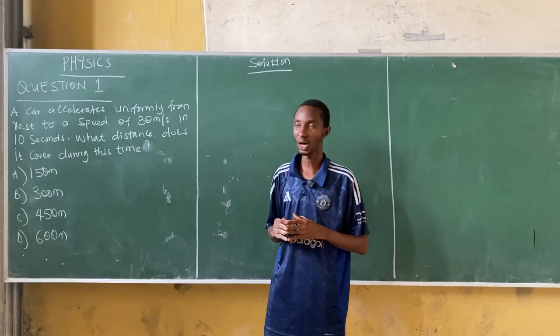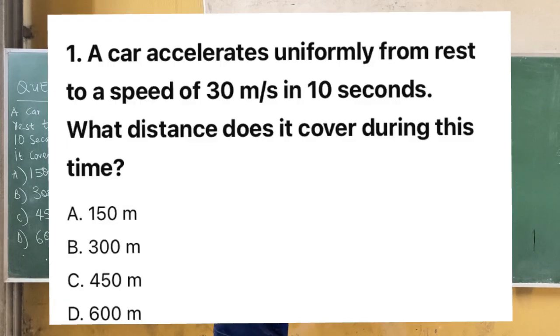The first question we have for today says, a car accelerates uniformly from rest to a speed of 30 meters per second in 10 seconds. What distance does it cover during this time? Option A says 150 meters, option B 300 meters, option C 450 meters, option D 600 meters.